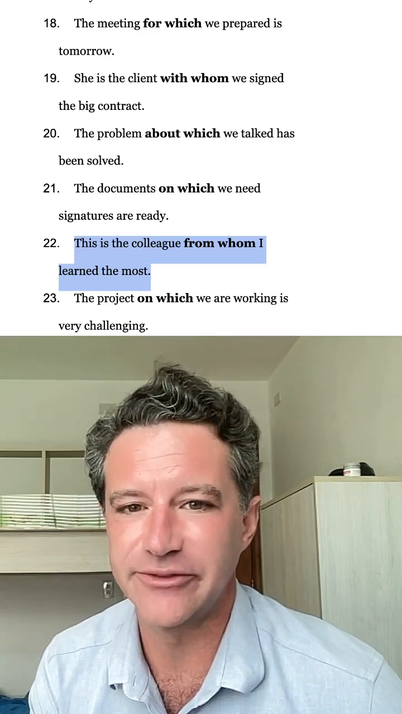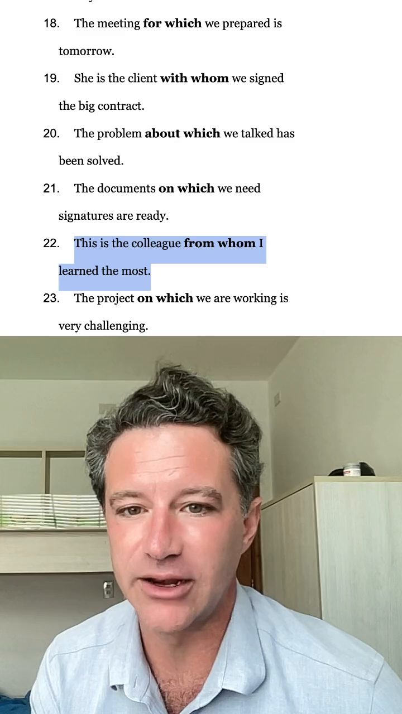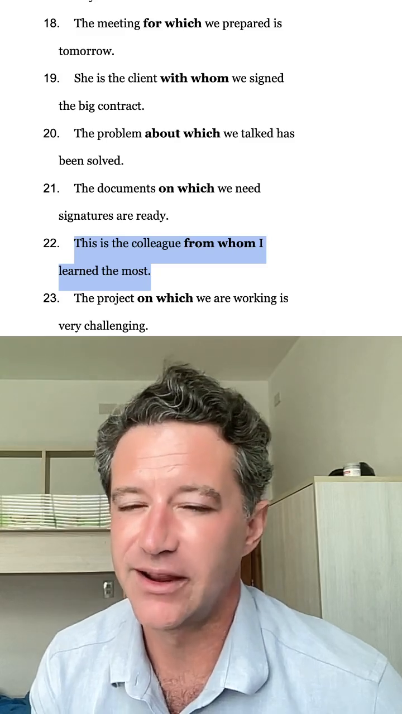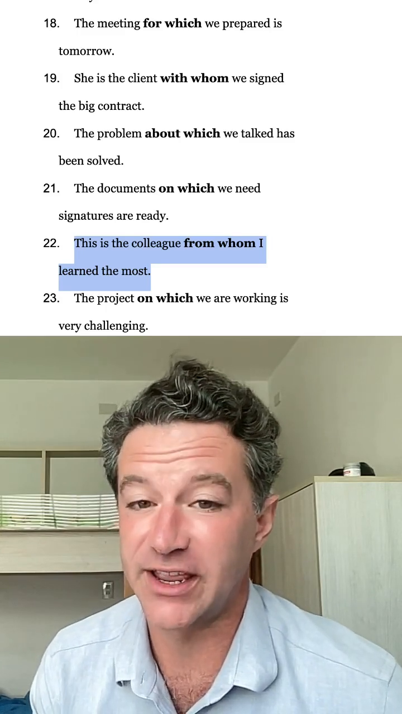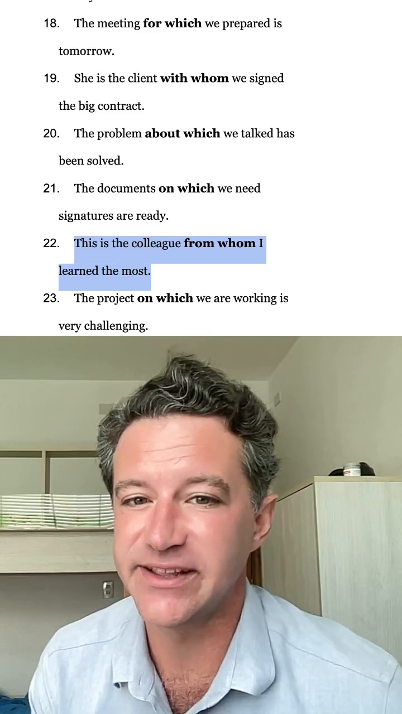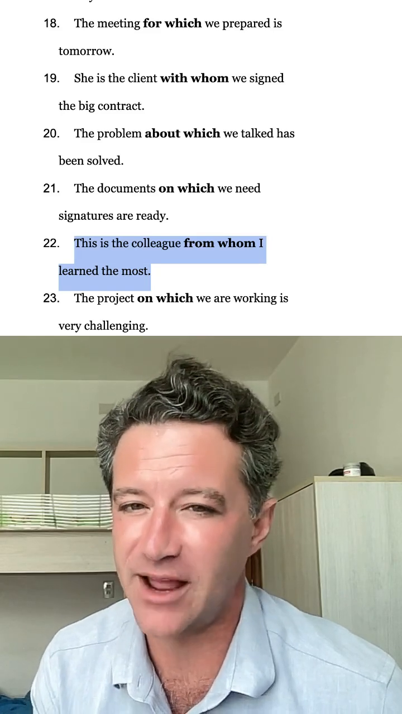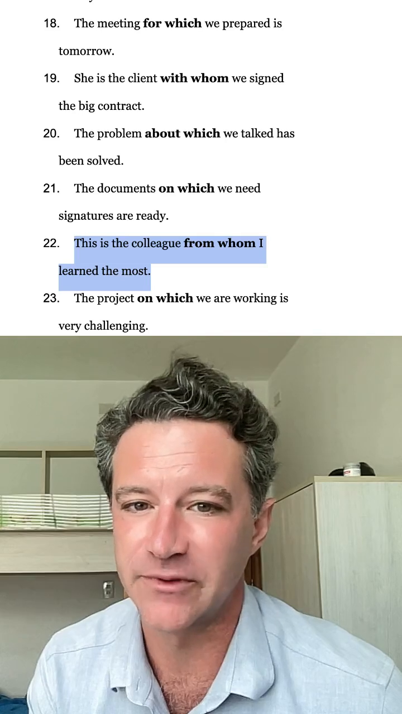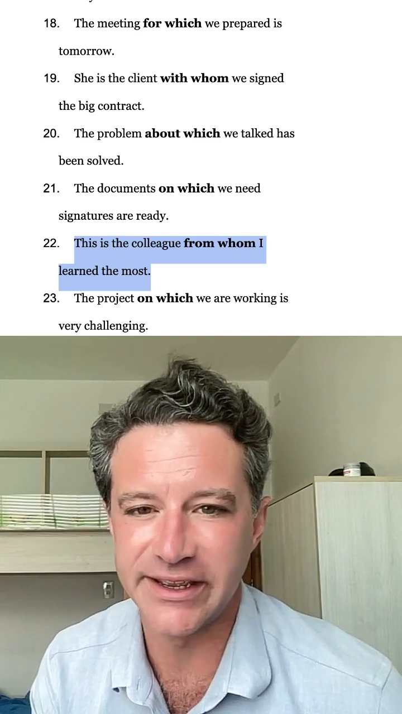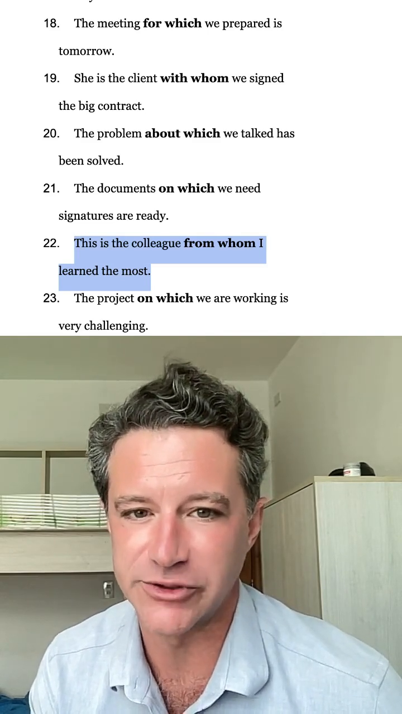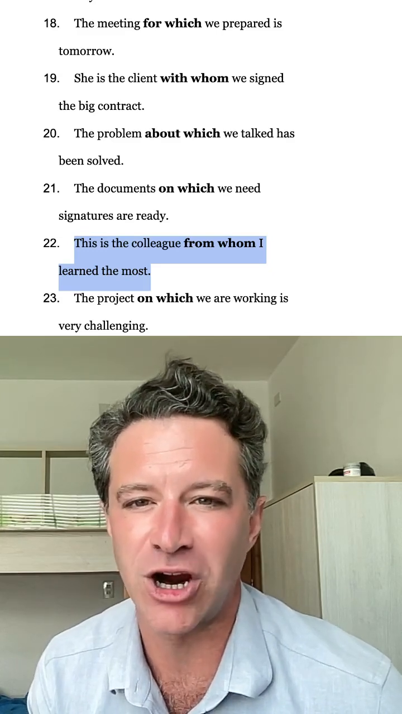22, relative clauses. This is the colleague from whom I learned the most, right? Not from who, from whom, right? If we're talking about a man, I would say, he is the man that I learned the most from. I learned the most from him, not from he, from him, right? Not for who, for whom. This is the colleague from whom I learned the most. I learned the most from him. I learned the most from her.